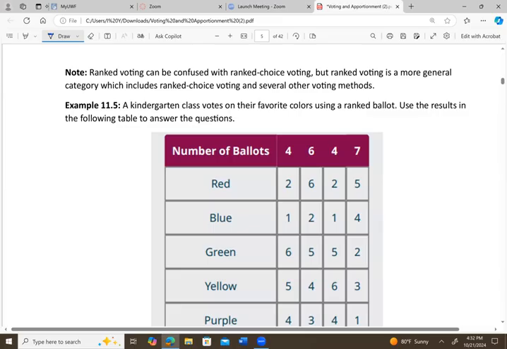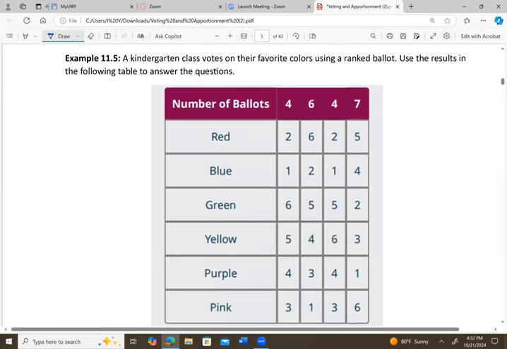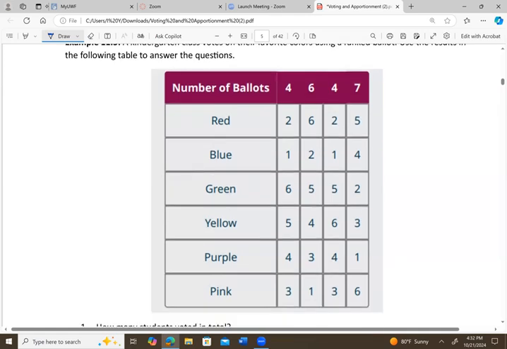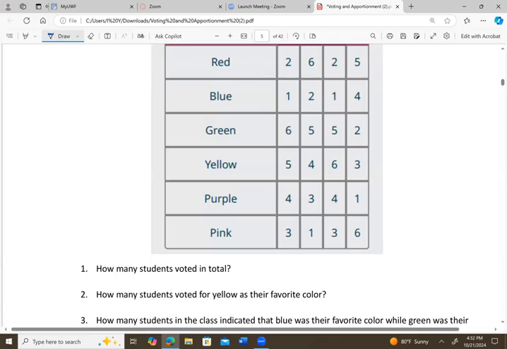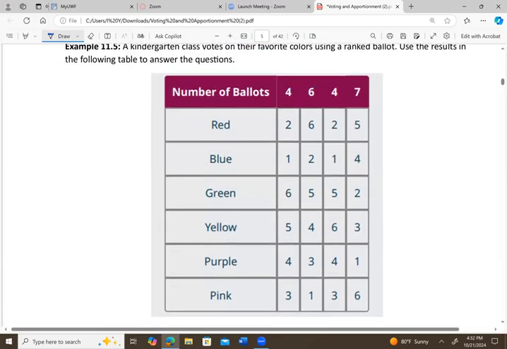Say a kindergarten class votes on their favorite colors using a ranked ballot. Use the results in the following table to answer the question. The first question is how many students voted in total? Well, I have 4 plus 6 is 10, plus 4 is 14, plus 7 is 21.